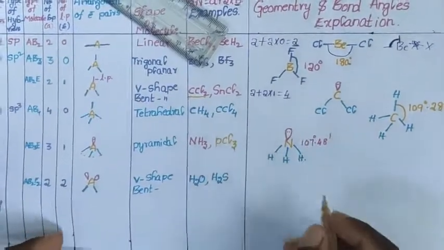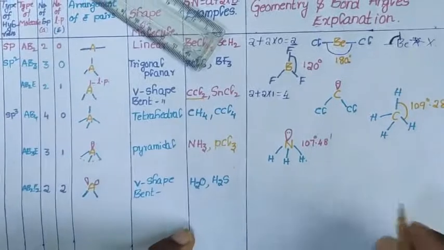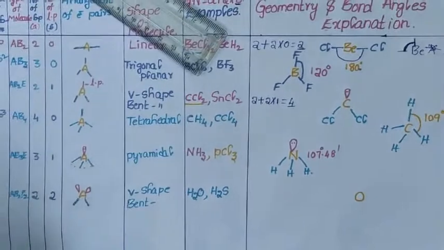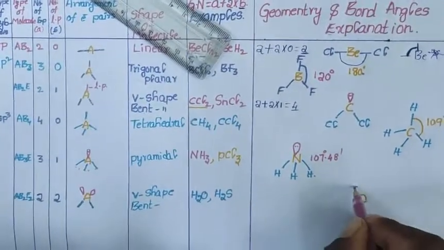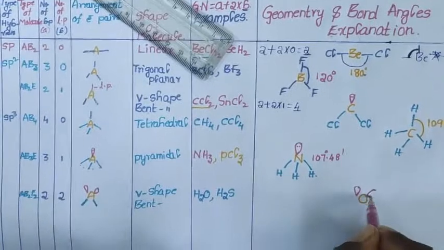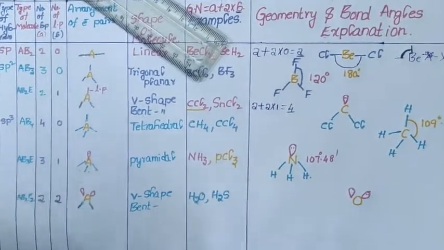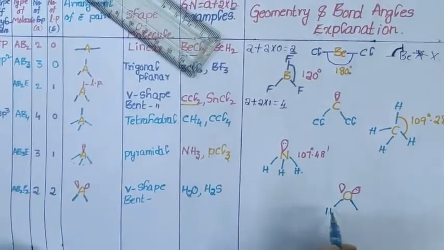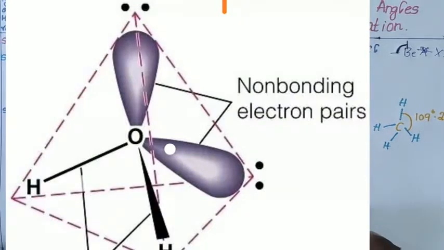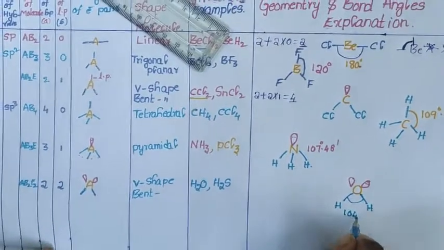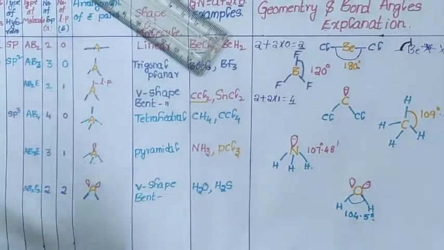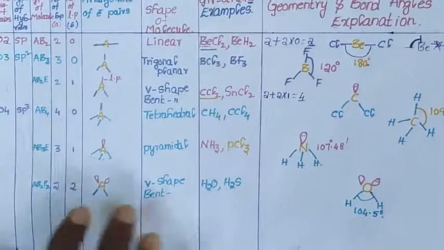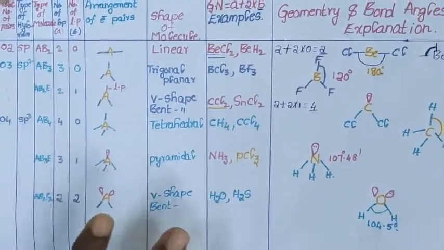So I will explain the geometry. What is the central atom for a water molecule? Oxygen. How many lone pairs? 2 lone pairs, and 2 bond pairs. So bond angle 104.5 degrees. 104.5 degrees. This is about the sp3 hybridization type models.